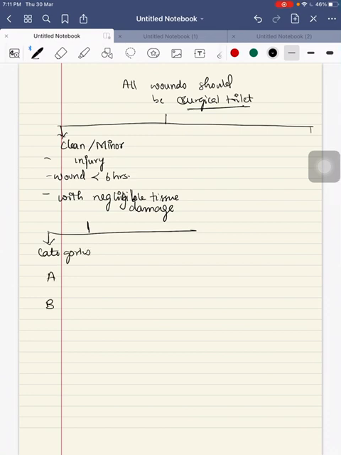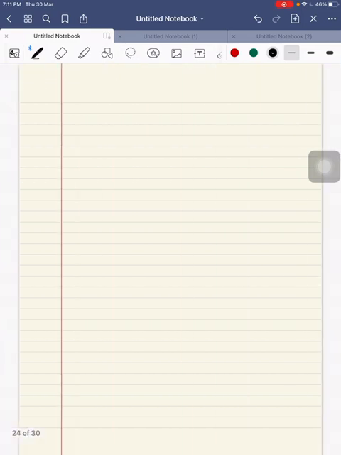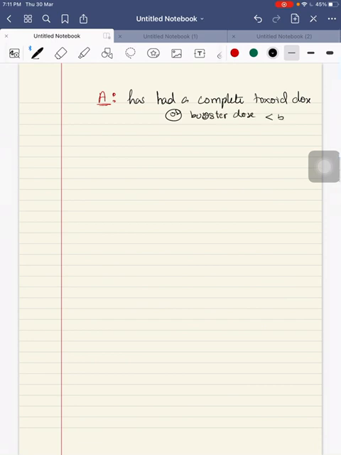Okay. Next, we categorize the patient as A, B, C and D. The category A includes the person who has had a complete toxoid dose or the booster dose within 5 years from the wound.